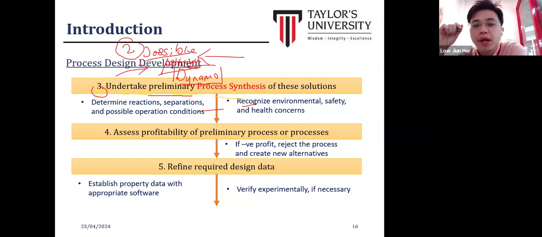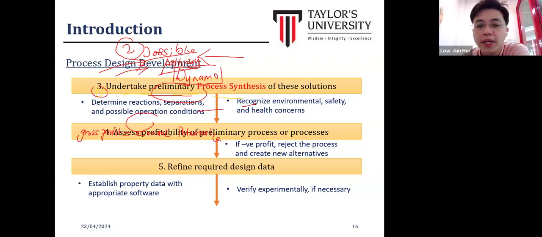Normally the most important aspect that helps us select the most suitable process or technology to form the basis for our chemical design is the profit, or sometimes we call it gross profit, or sometimes we call it economic potential, if I'm not mistaken.